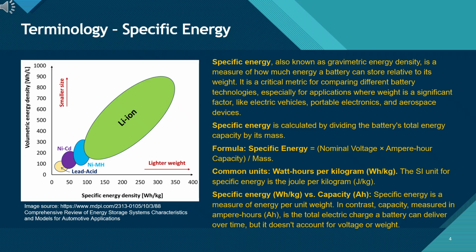On the graph, we can see how 4 major battery types compare. Lead-acid has the lowest specific and volumetric energy density. NiCd improves slightly. NiMH performs better with higher energy per weight, and Li-ion stands out with the highest values, meaning it's both lighter and more compact for the same amount of stored energy. This comparison helps explain why Li-ion dominates modern applications, while NiMH remains a solid choice for cost-sensitive or durable designs.